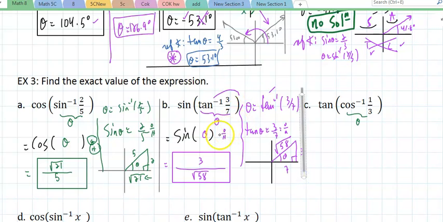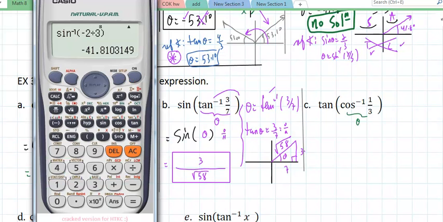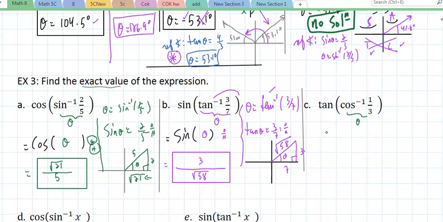I could use my calculator, but here where it says exact, you're not allowed a calculator. But just to show you, if I take the sine of the inverse tangent of 3 divided by 7, I'll get 0.3939, and if I take 3 divided by square root of 58, I'll get 0.3939. But I want the exact, which means calculators are not allowed.